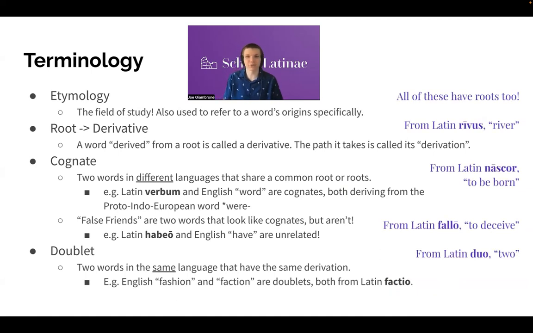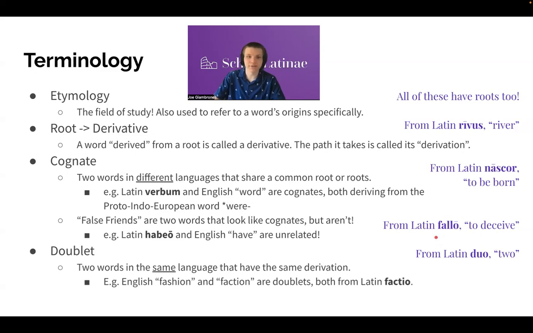Derivative is from Latin rivus, which means river. You think about this whole etymological river that a word flows down through hundreds and thousands of years to get to its modern language. It's very poetical. Cognate is from nascor, to be born. It's literally two words that are born together. That's what the prefix there means. It's together, even though they're in different languages.